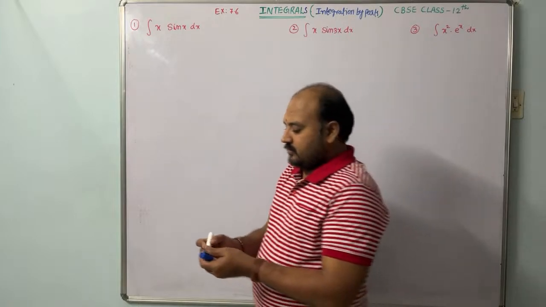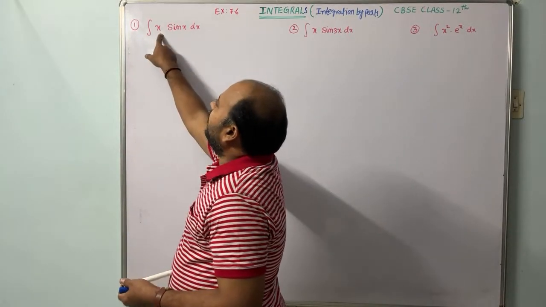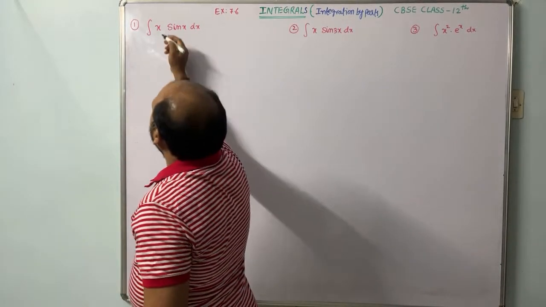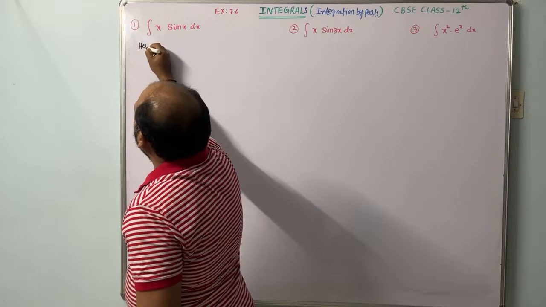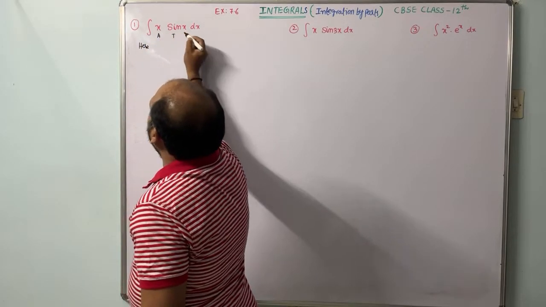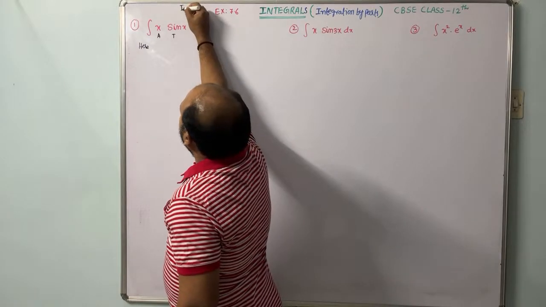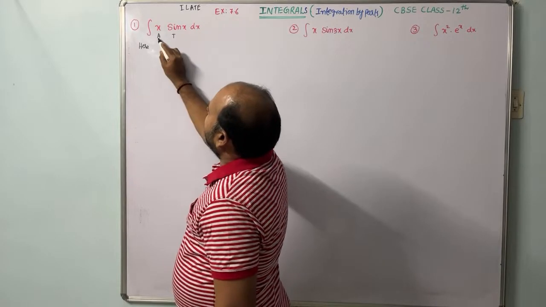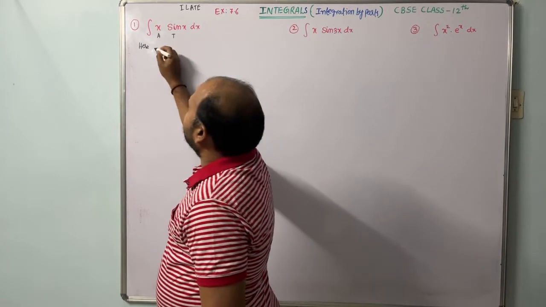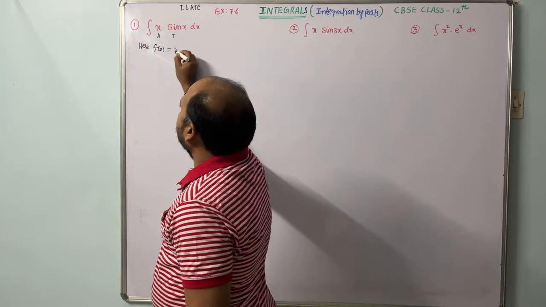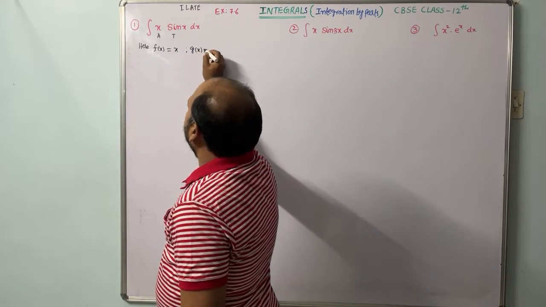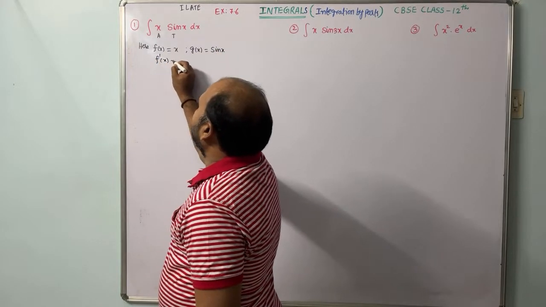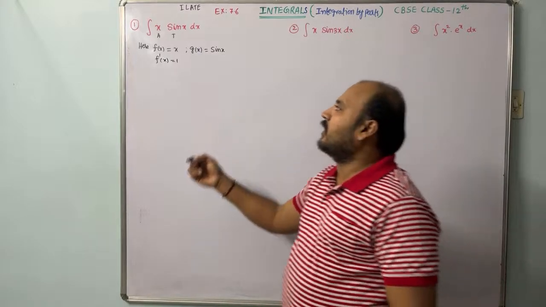In that, integral x sin x, first you have to decide what is f of x and what is g of x. This is an algebraic function and a trigonometric function. In the ILATE formula, algebraic comes first, trigonometric comes next. So f of x is equal to x and g of x is equal to sin x. Okay, dear students, f dash of x also we calculate. f dash of x value is 1. Integral g of x we will calculate.